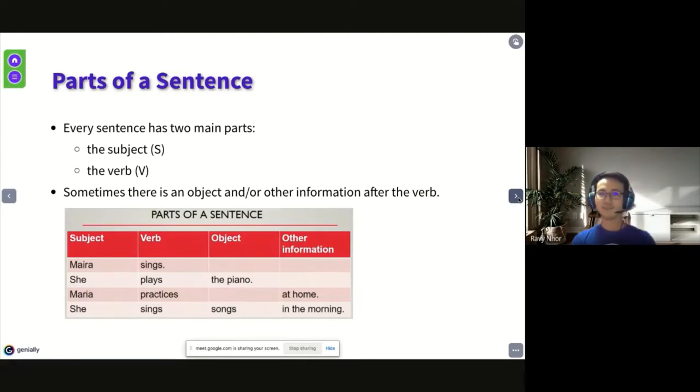If we go deeper into each one, you're going to learn a lot more. This is just a kind of reminder, in case you forget something in the parts of a sentence.